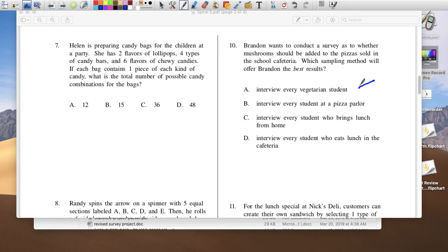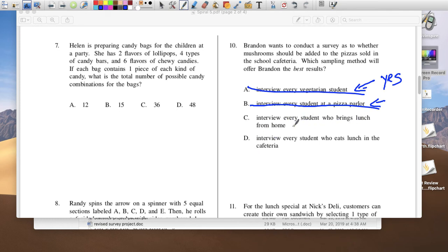Should we ask all the vegetarians? Well, that doesn't make sense, because if you ask all the vegetarians, they're going to say yes, put mushrooms. You don't want to only ask them, so that's out. Interview every student at a pizza parlor. Well, if you interview people who are in a pizza place to begin with, it is highly likely that they might say yes too. So that's biased, right? Not really fair to ask only people who are at a pizza shop. So that's gone.